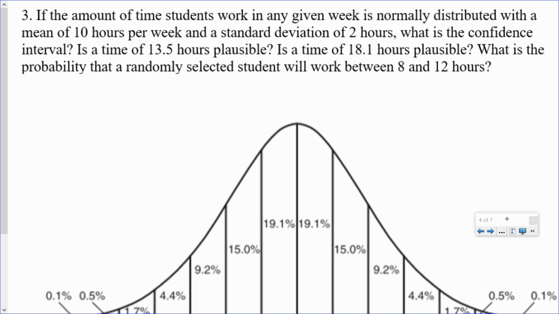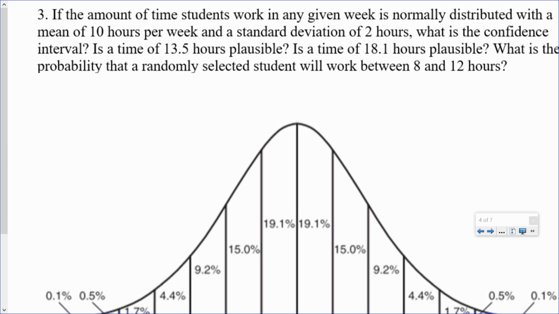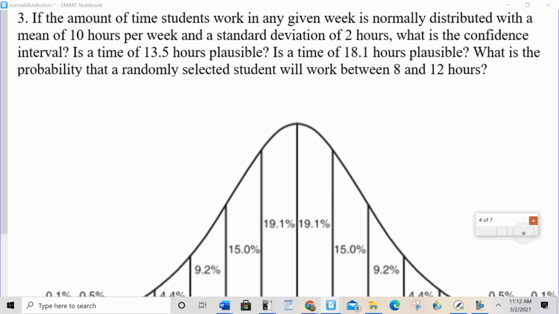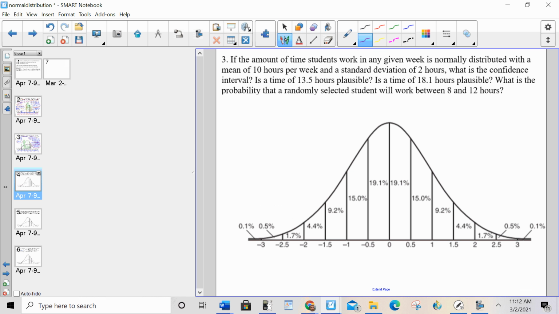Okay, now that you tried number 3 on your own, I will go over it. If the amount of time students work in any given week is normally distributed with a mean of 10 hours per week and a standard deviation of 2 hours. So the mean is 10, that goes at 0. The standard deviation is 2. Mean is 10. Standard deviation is 2.